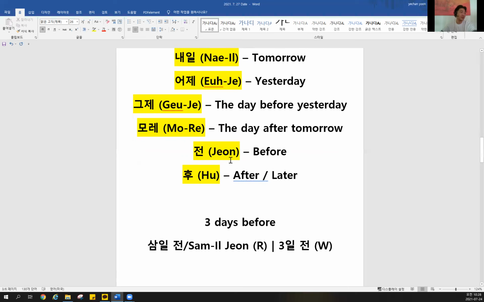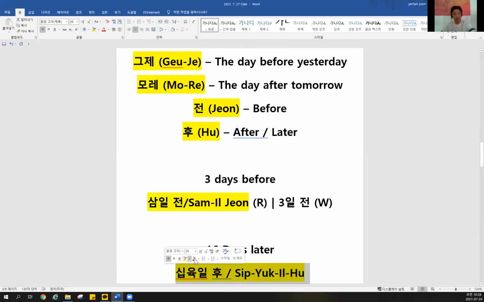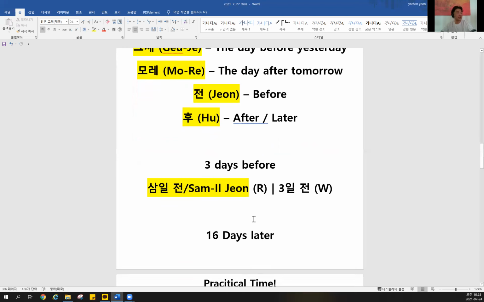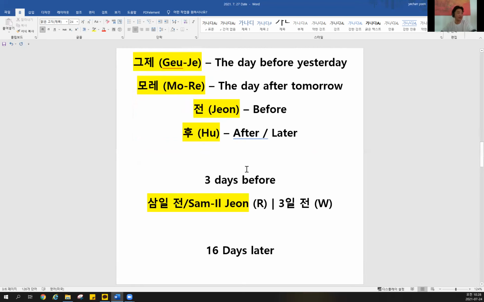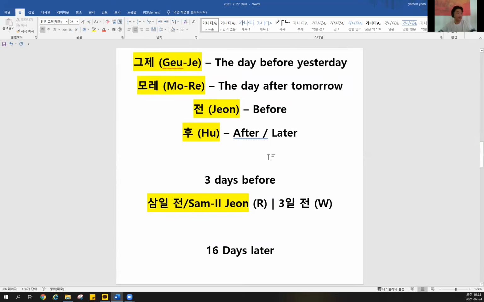Okay, there we go. How about 16 days later? Try it, guys, try it. Oh my goodness. 16 days later, how can you say it? So, well, how to say 16, guys? 16 is, okay, let's try it in here. I'm gonna give you the example.